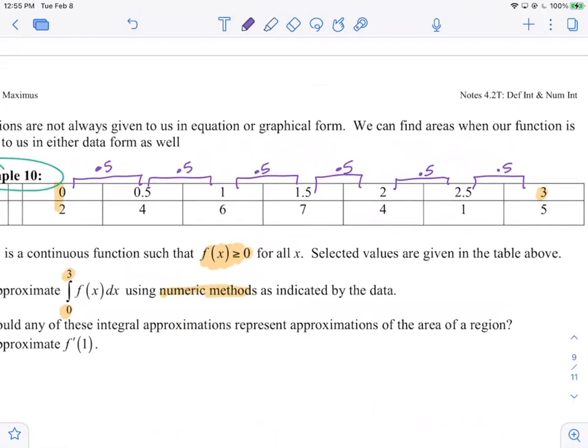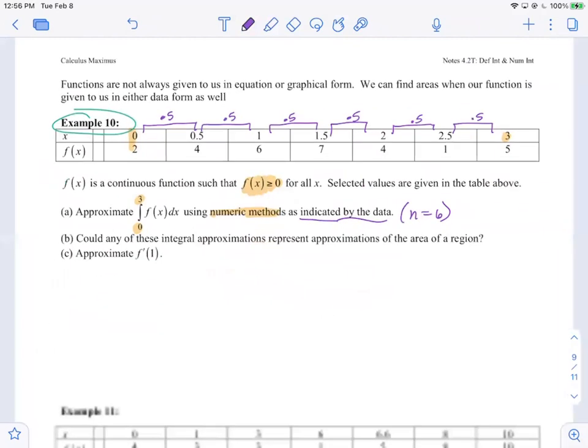Now notice it didn't tell us how many subintervals to use. When it doesn't tell you how many subintervals to use, it might just say as indicated by the data. You'll always have as many subintervals as you have delta x's. So how many 0.5s did I calculate there? 6 of them. So we're going to use 6 subintervals for the left and right.